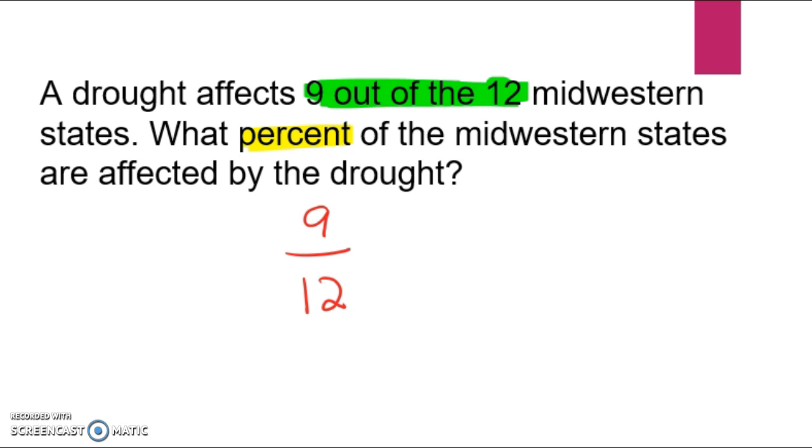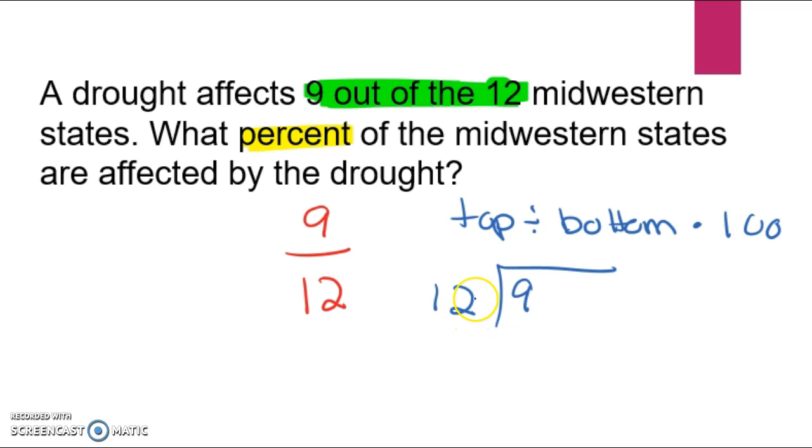But remember, a little formula to figure that out is we do top divided by bottom times 100. So I'm going to take the top, divide it by the bottom, and then at the end multiply by 100. So 12 can't go into 9, so that's a 0.